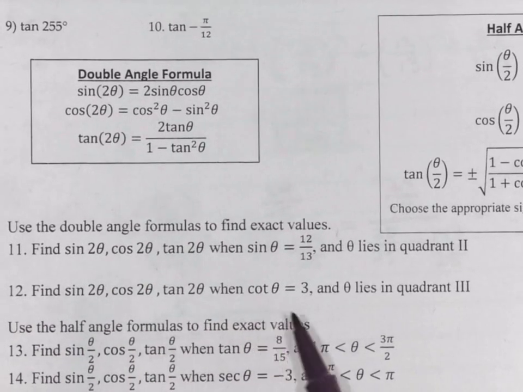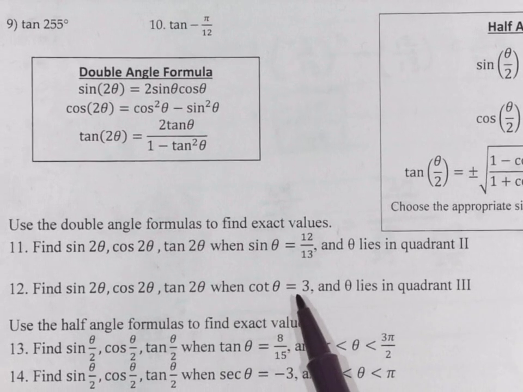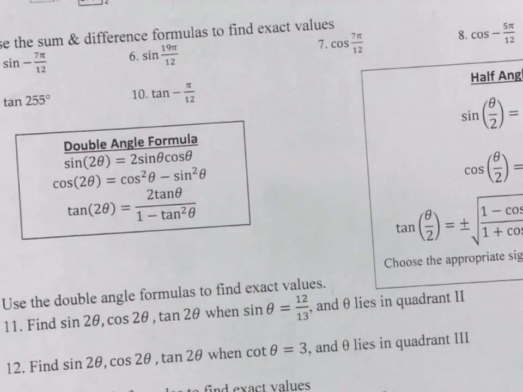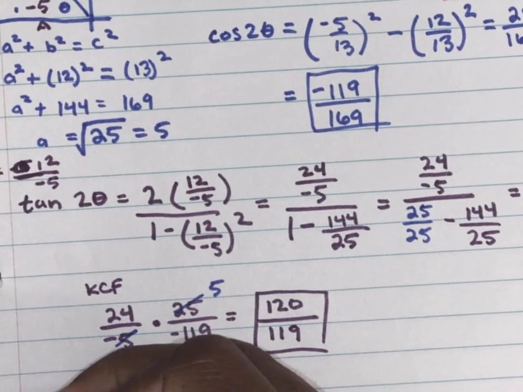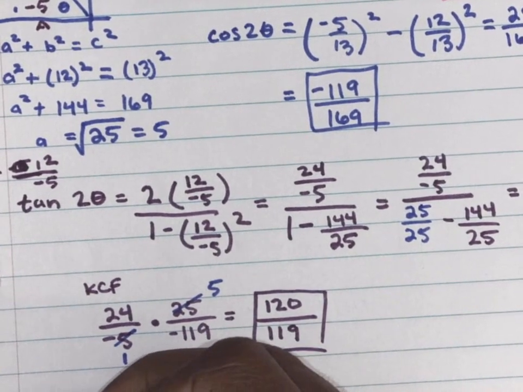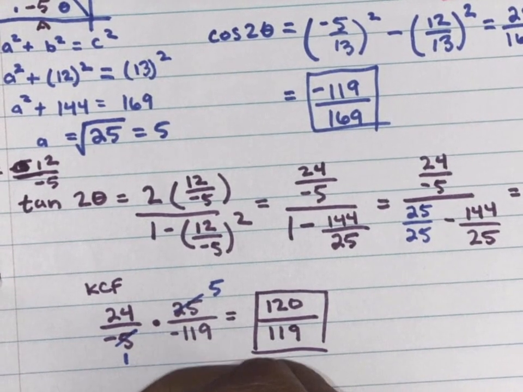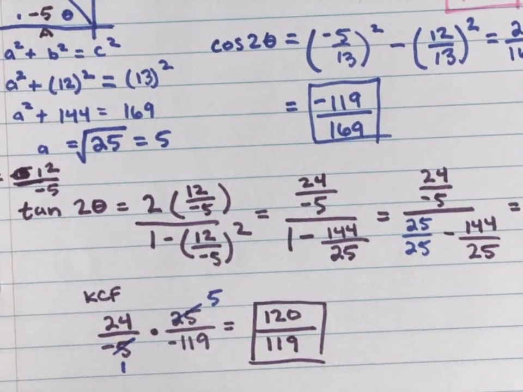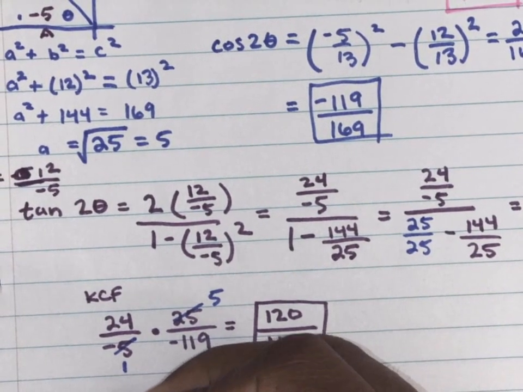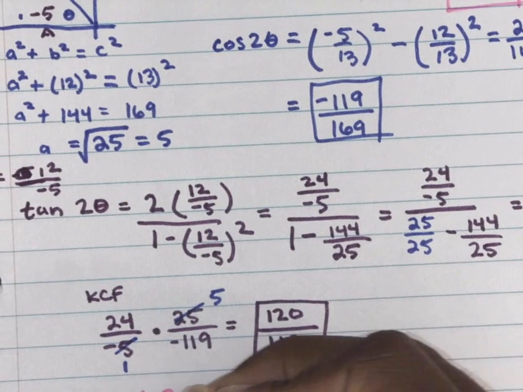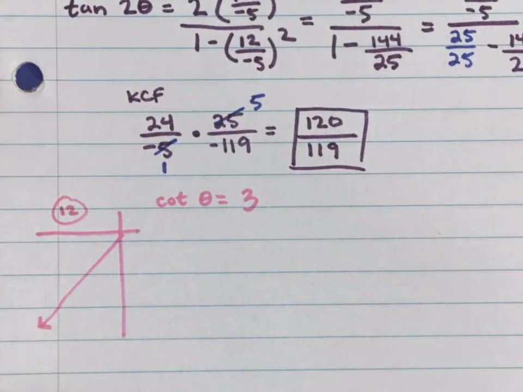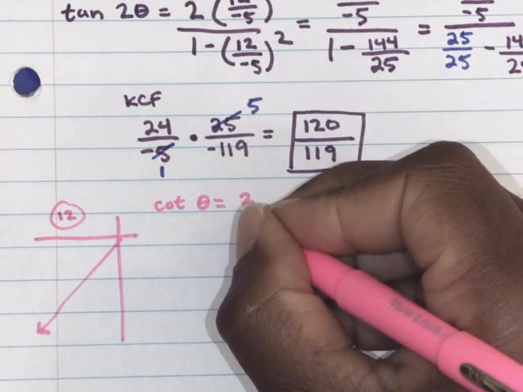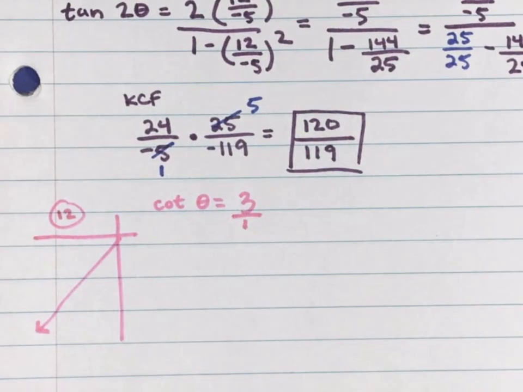All right, so this time we're given cotangent of an angle equals 3. And this lies in quadrant 3. So let's try to draw that situation. I come over here, it's number 12. In quadrant 3, that's what my angle looks like. Now, we were given cotangent of theta equaled 3. Okay, so this really means 3 over 1.